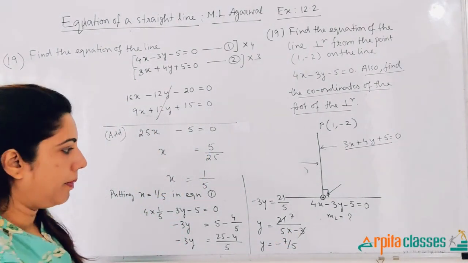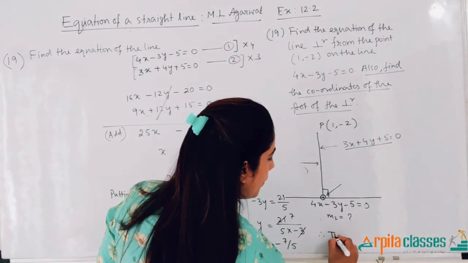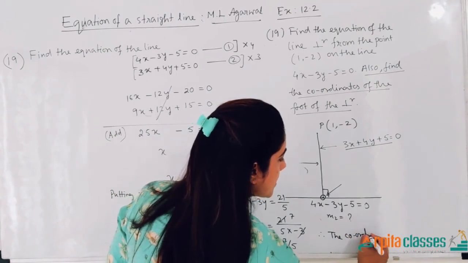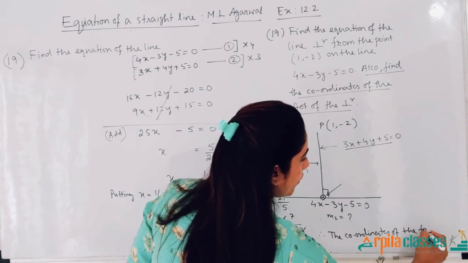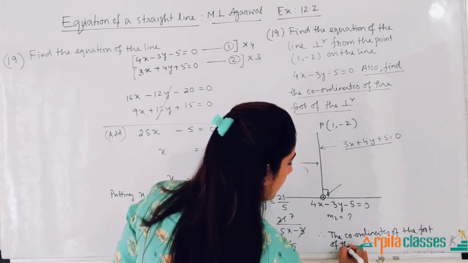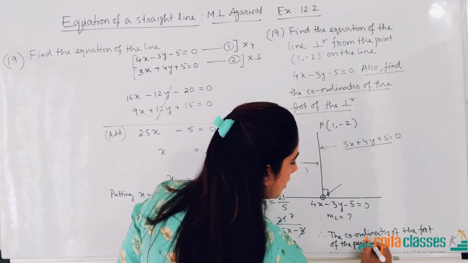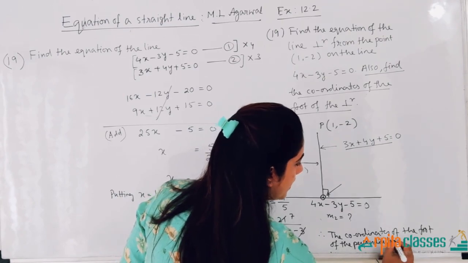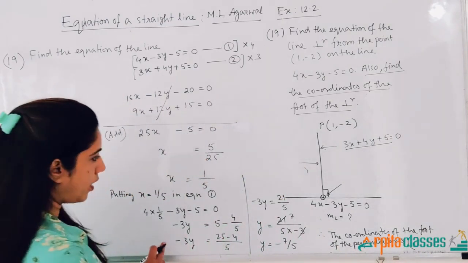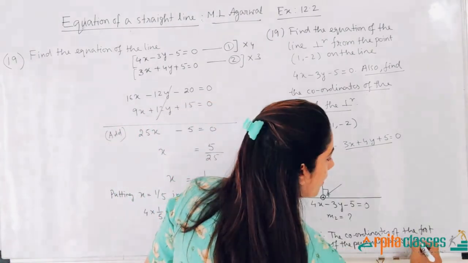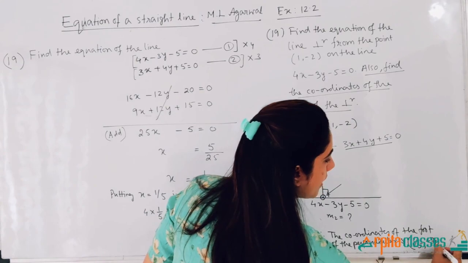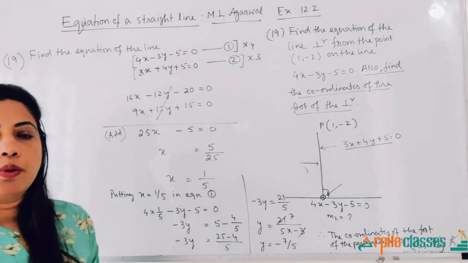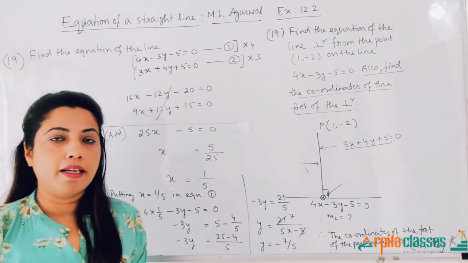So the coordinates of the foot of the perpendicular is your x coordinate, which is 1 upon 5, comma y coordinate, which is your minus 7 upon 5. So this way we have to do the 19th question.